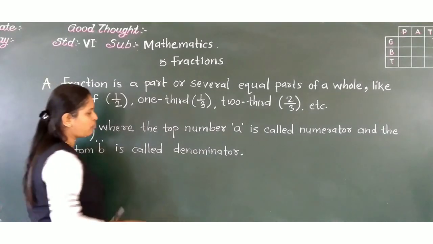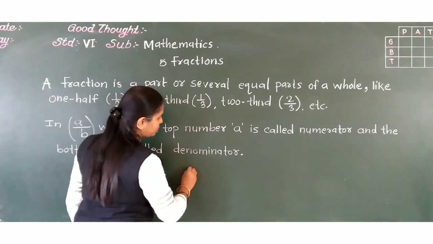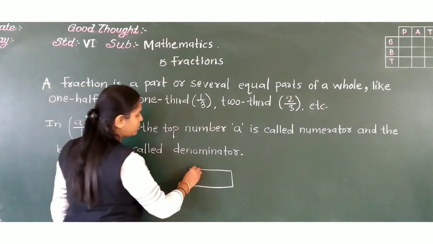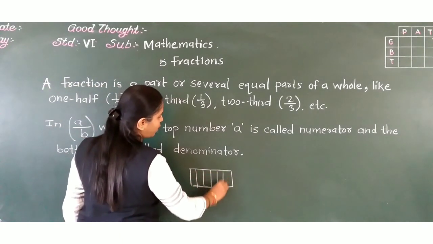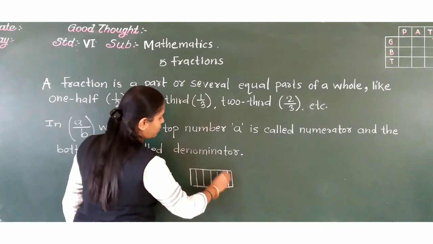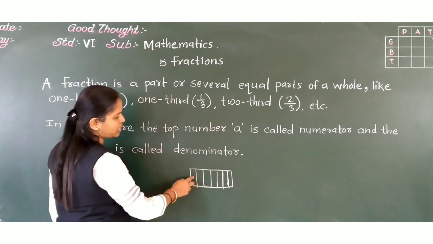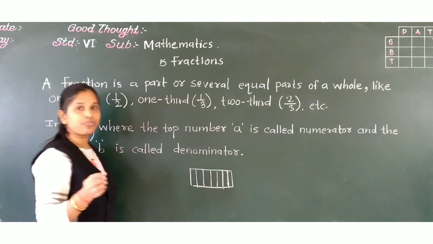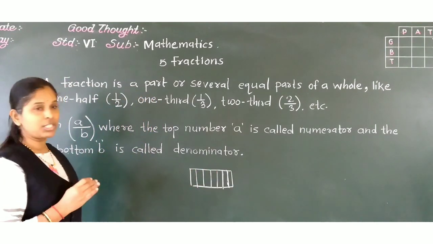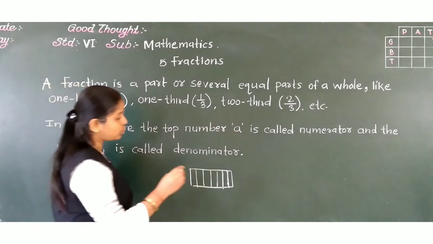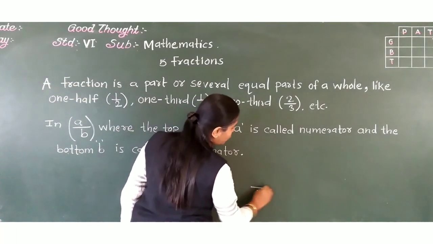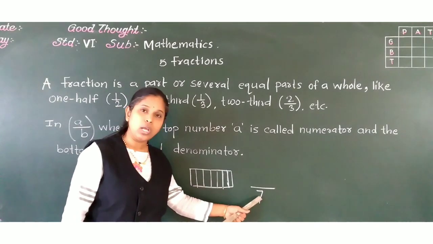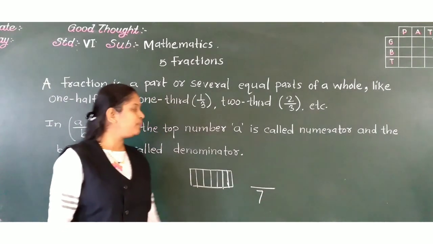So see here, suppose one strip is there. I made 1, 2, 3, 4, 5, 6. Total how many parts are there? 1, 2, 3, 4, 5, 6, 7. In how many total parts is the strip divided? 7. So the total parts will come at the bottom, that is the denominator.